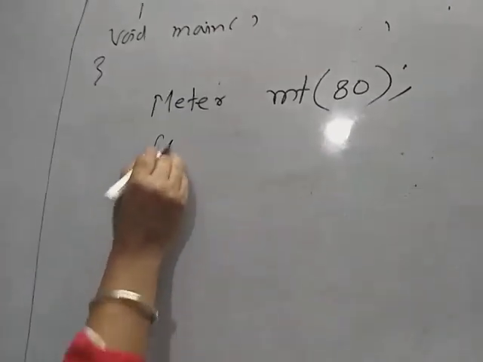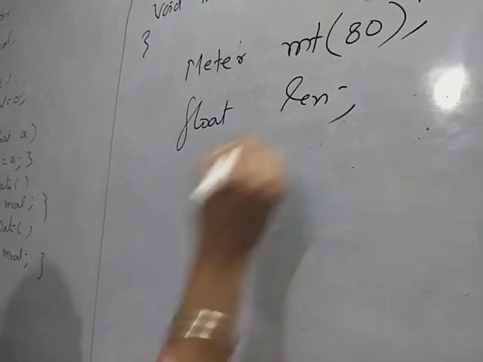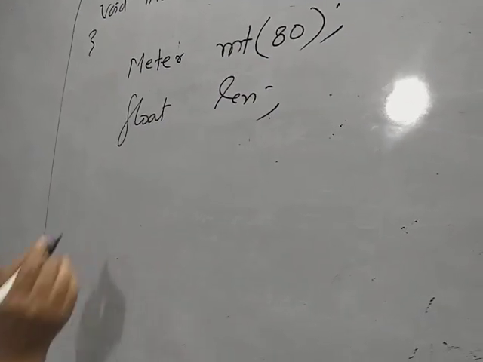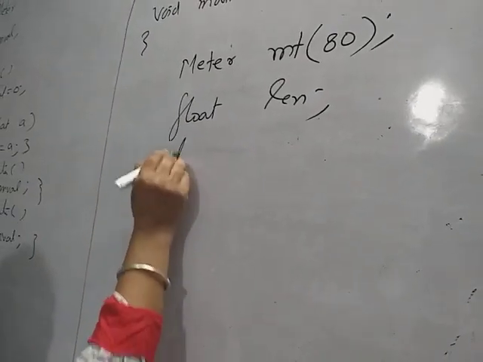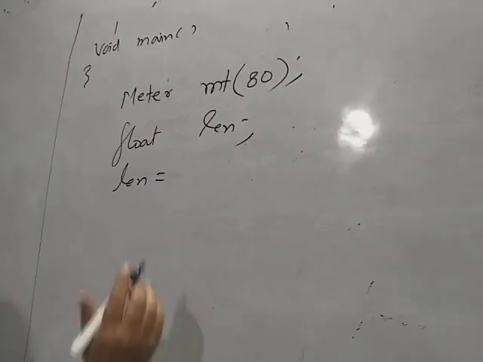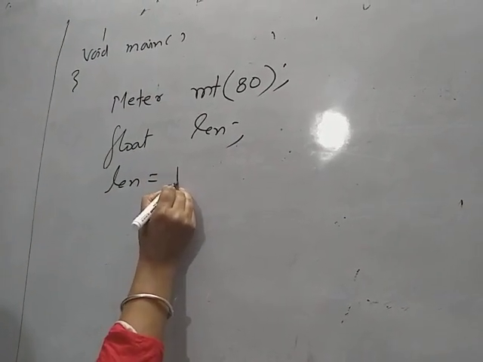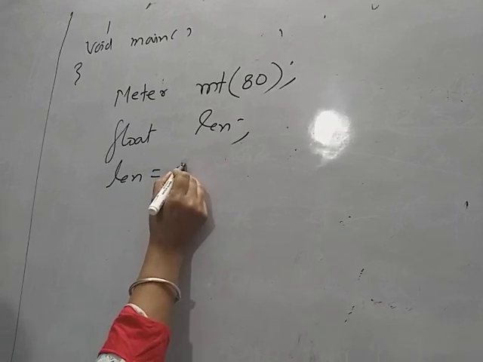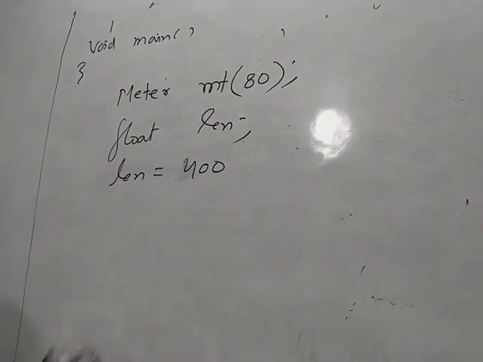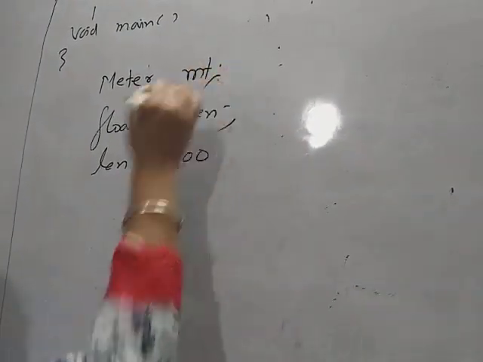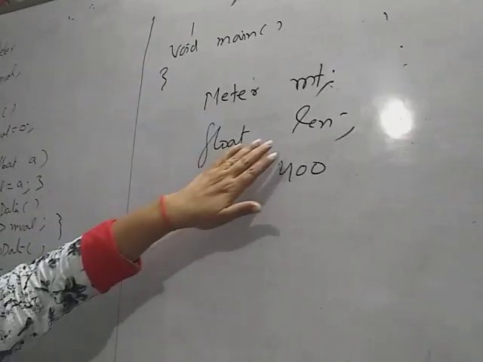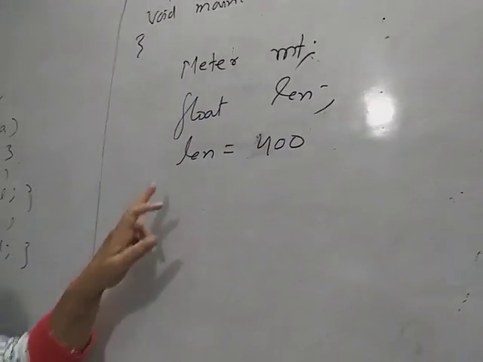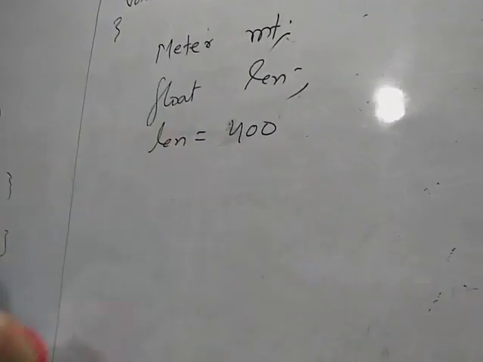Now I am taking one variable length, and the length is measured in centimeter. So I am taking the length from the user in centimeter, or you can assign it like length equal to, say, 400. Here you declare mt. The Meter object is created, named mt, so the no argument constructor is called, and its data member m_val is initialized with 0. Now I declare a length, and the length is in centimeter, so I have initialized 400.